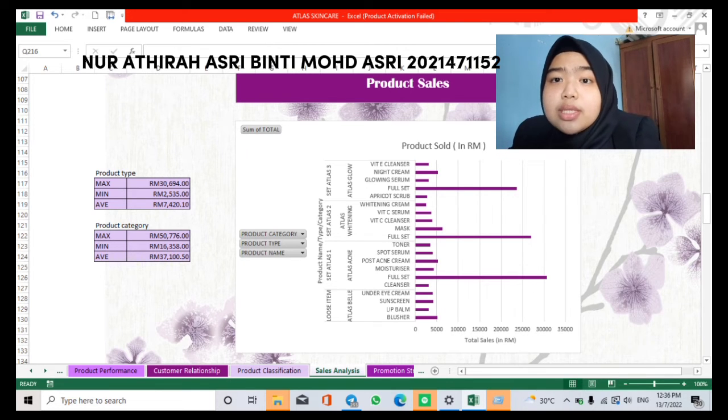Atlas Set Series received a lot of interest from customers compared to the loose items, as they provide customers with complete skincare items for treating any skin concern. Customers also prefer to buy a full set of Atlas series products as a gift for their loved ones. The loose item category recorded the lowest sales compared to the Atlas Set series.